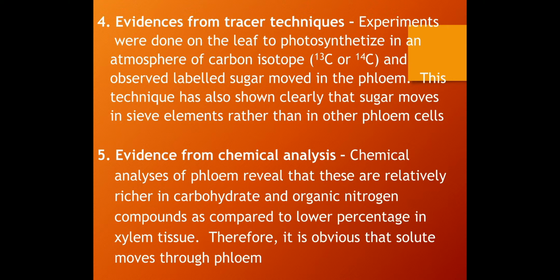The fourth evidence is from the tracer techniques. Experiments were done by allowing the leaf to photosynthesize in an atmosphere of carbon isotope C13 or C14 and observing that the labeled sugar moved in the phloem. This technique has also shown clearly that sugar moves in the sieve elements rather than other phloem cells.